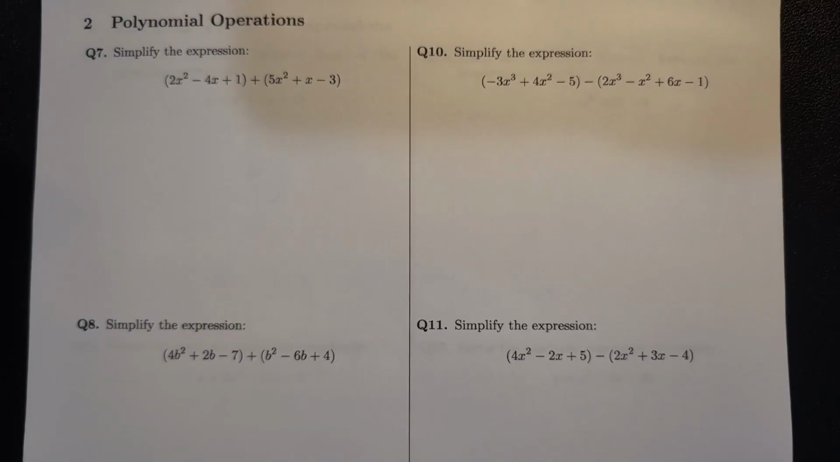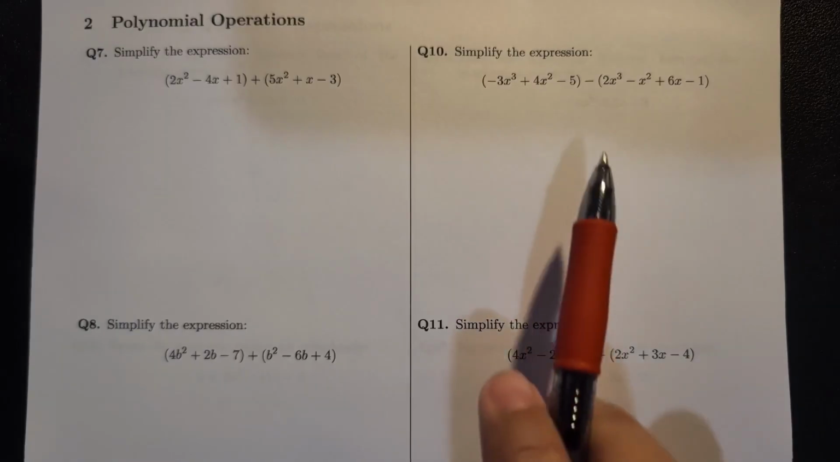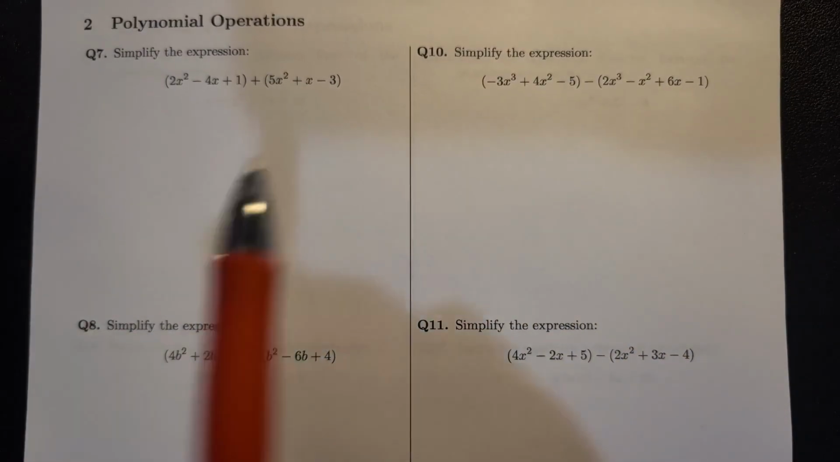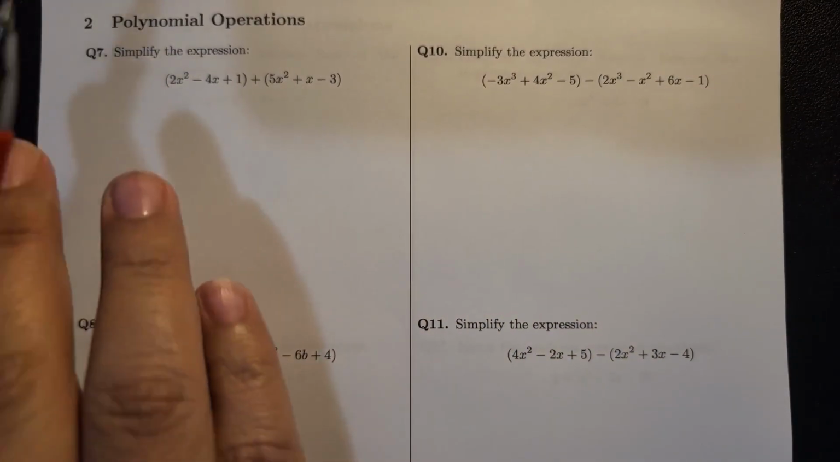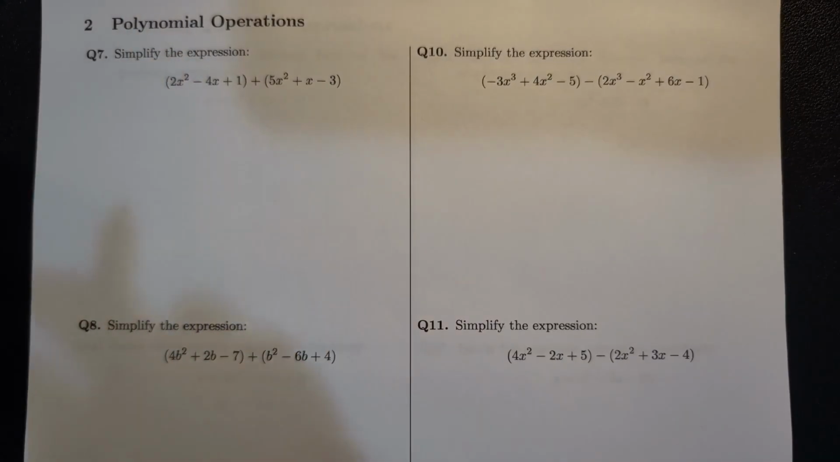Okay, moving on to polynomial operations. Here we want to simplify the expression for all of these problems. So let's start with number 10, and then I'll leave 7 for you guys to do. 7 and 8 are a little bit easier to do, and we'll see why.